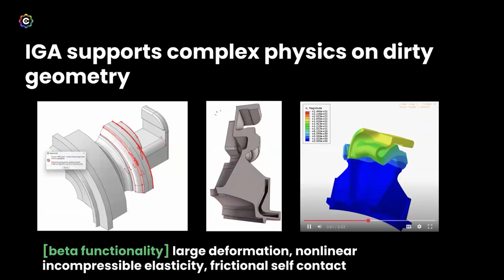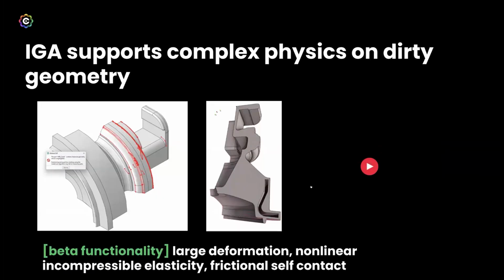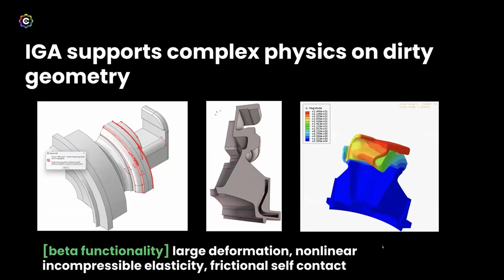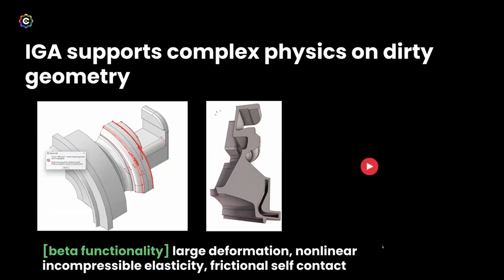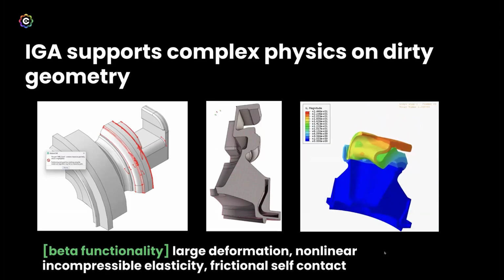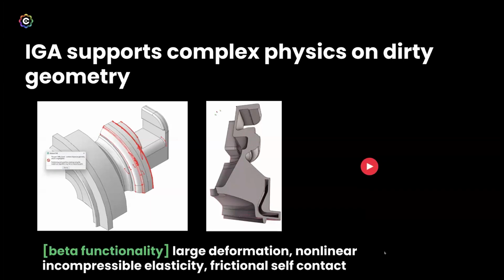And then as far as supporting complex physics, again, as I mentioned, this is a large deformation, nonlinear compressibility. It's a rubber gasket type of component, frictional self-contact. You can see also as I import this geometry into Abaqus CAE, it warns me about the geometry being imprecise.